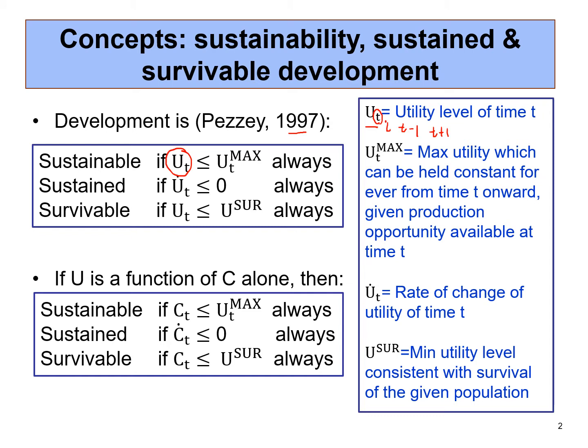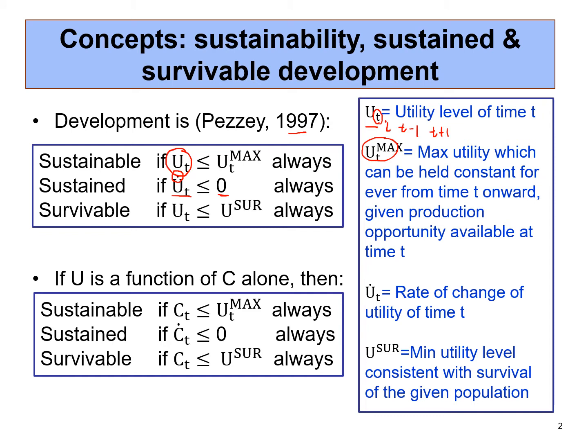Okay, so what is this utility maximum? This is the definition: it is our maximum utility which can be held constant forever from time t onwards, given the production opportunities available at time t. Development is sustained if the utility has a dot on top of it. This is the rate of change of utility at time t, and it should be smaller or equal to 0. So we call it sustained development.